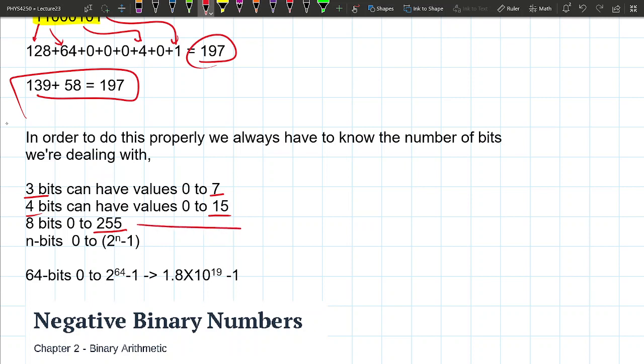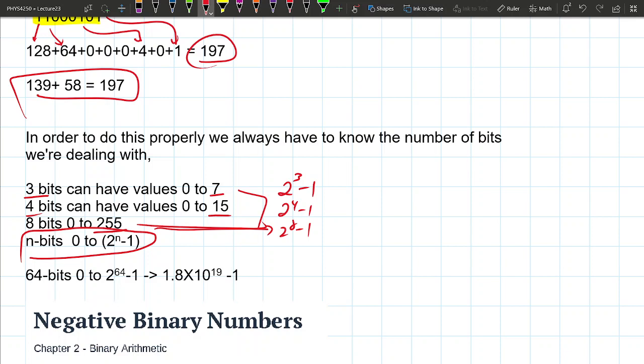And notice the pattern here: this is 2 to the 3rd minus 1, 2 to the 4th minus 1, and this number is 2 to the 8 minus 1. So in general, if you have an n-bit number, if it's an unsigned integer, you can represent it up to 2 to the n minus 1. You always lose one number because you always have to deal with 0.